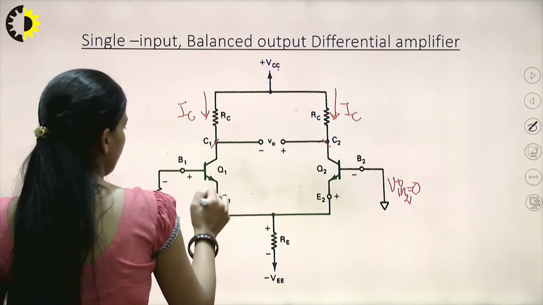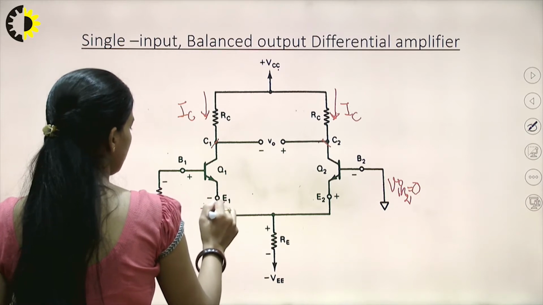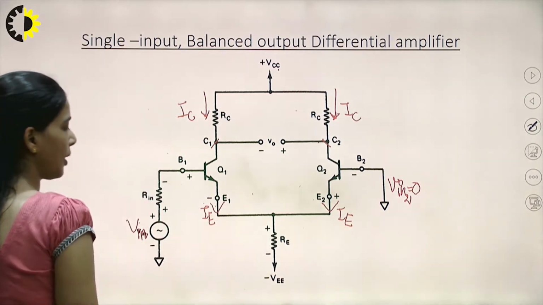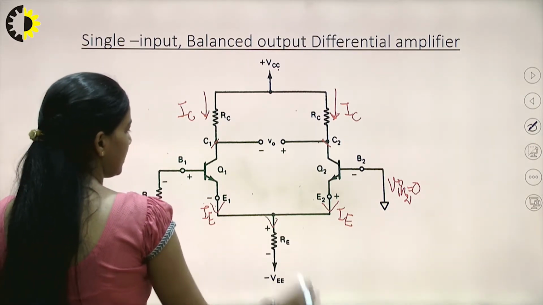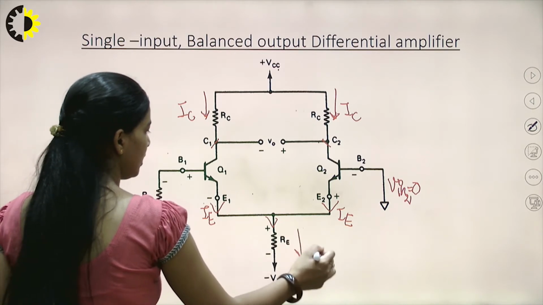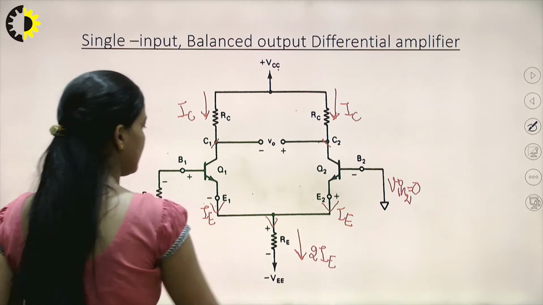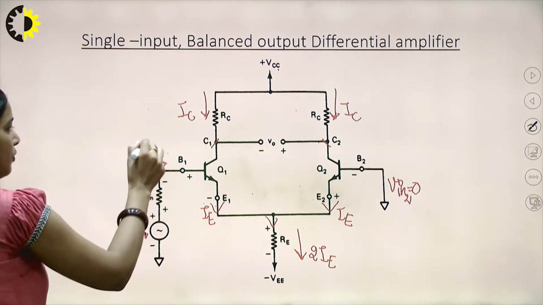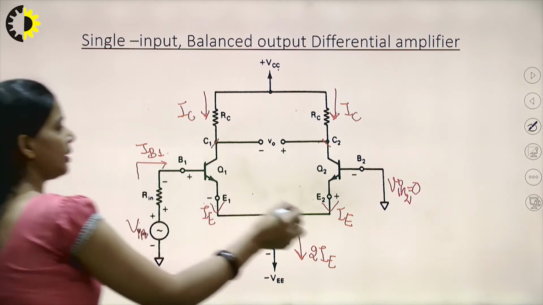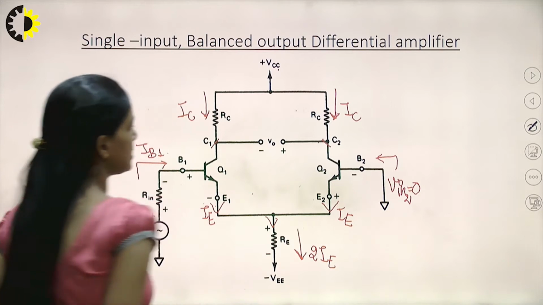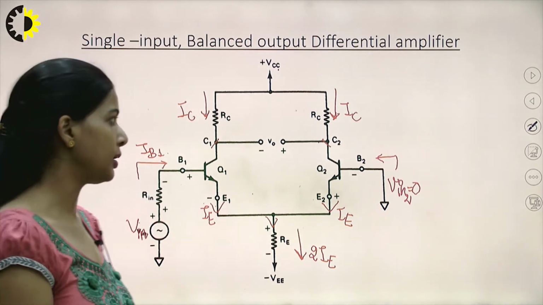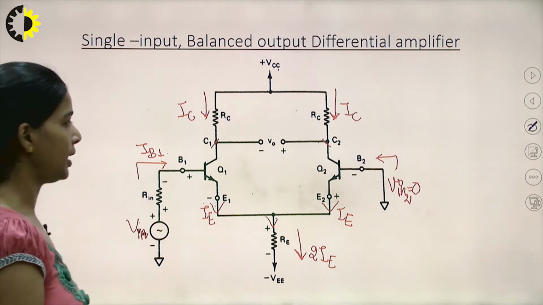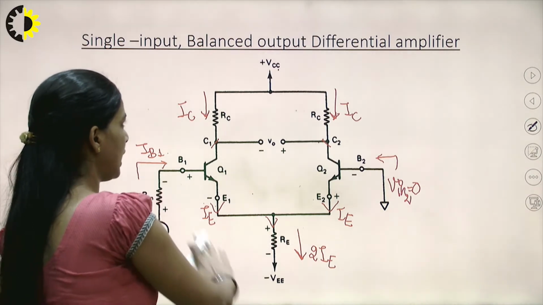From the emitters we have the current IE flowing through emitter 1 and IE flowing through emitter 2. So the total current that will be flowing through this resistance RE will be 2 times IE. From the input side at base 1, the current flowing is, let us say, IB1, and at the other input side the voltage is 0. So the current here is IB, or IB1 we can write. So this is all we have with this circuit.